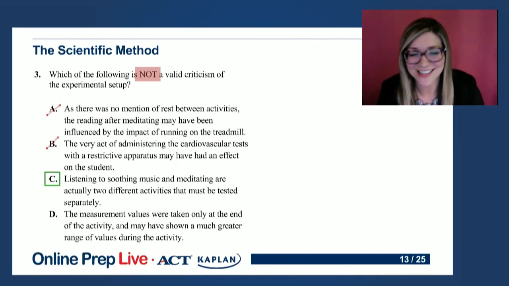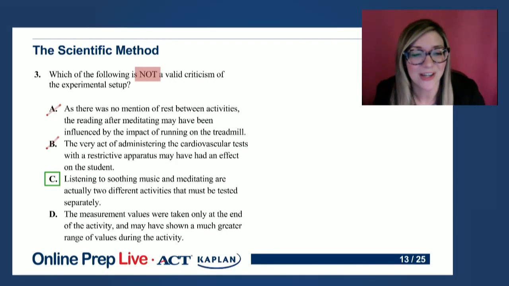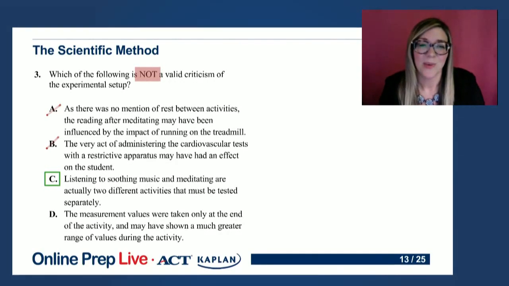Now, if any of you guys are not sure about this and you were thinking D, let's take a quick look. The measurement values were taken only at the end of the activity and may have shown a much greater range of values during the activity. We ask ourselves, is this a valid criticism? Well, this could be a problem.